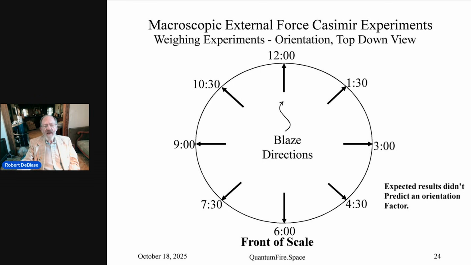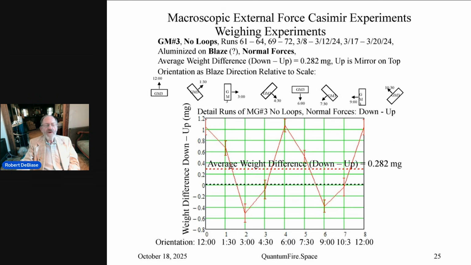And I have to talk about orientation when I talk about these weighing experiments, because it turns out that orientation is important, and the expected results didn't predict any orientation factor. So here is one of our test articles, what I call mirror grating number 3, and I'd say the salient thing. Okay, there is the orientation problem here.